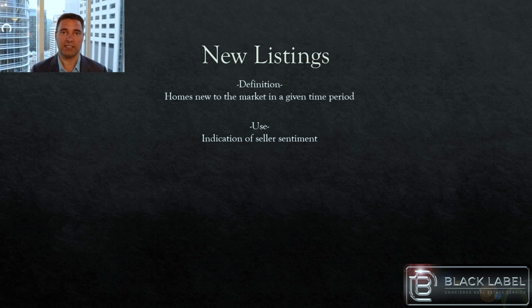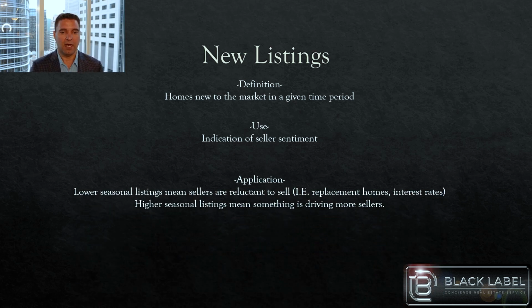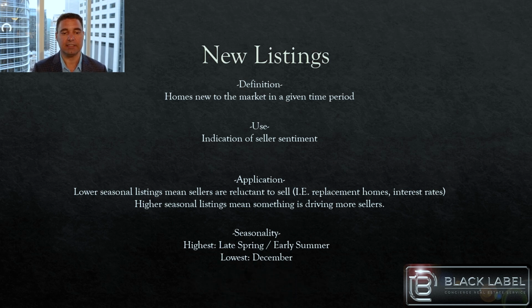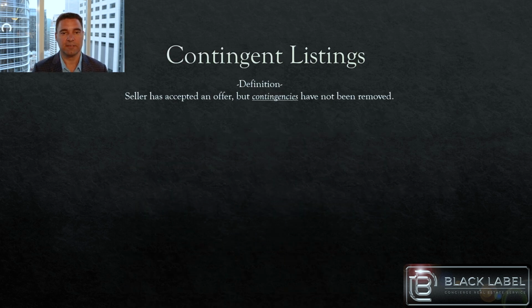And the more new listings you have in a given time period, the more people are wanting to sell their home. The application of this seasonality, first of all, it does get lower, as I said, around the winter, and it really speeds up in the late spring, early summer. That's when a lot of people really want to move, is around summertime. So that's when you typically see those highs. So the seasonality, late spring, early summer is the highest, and in December it's usually the lowest.